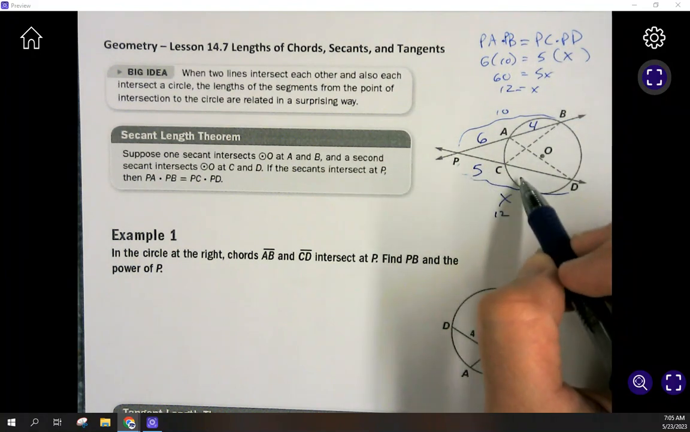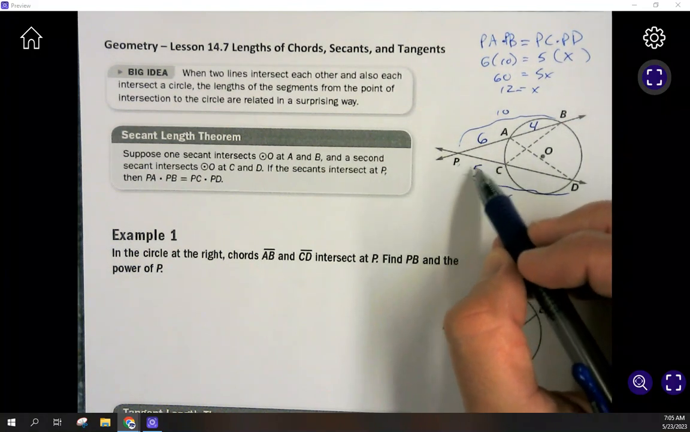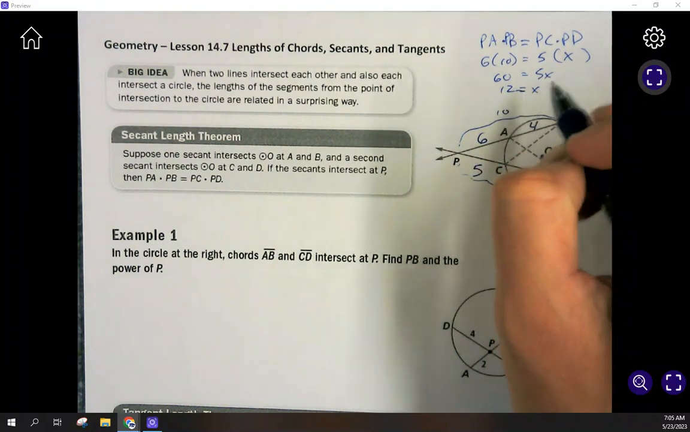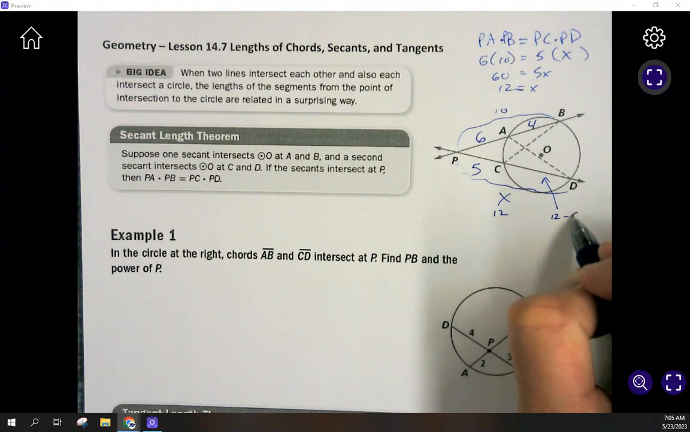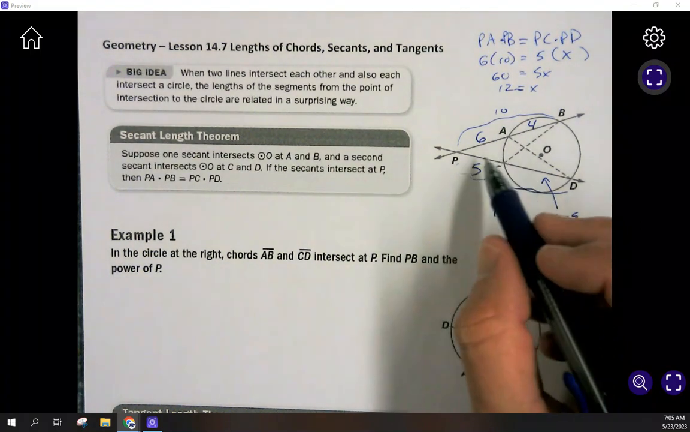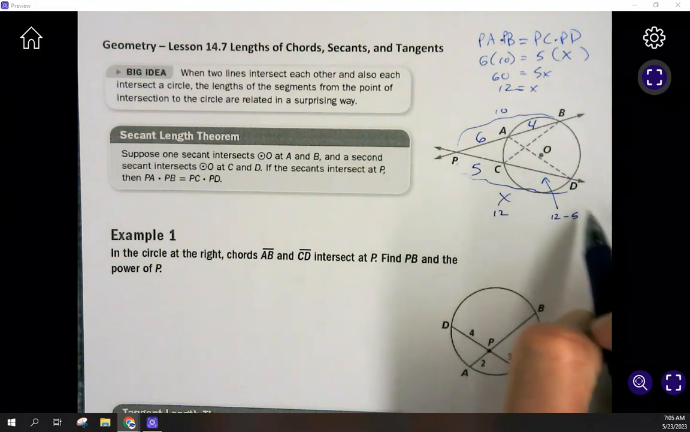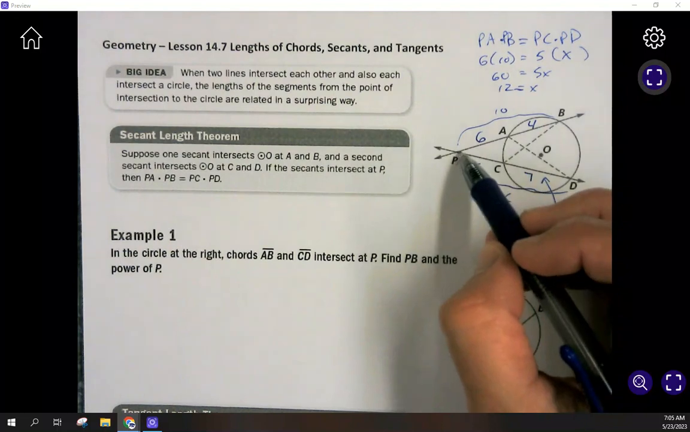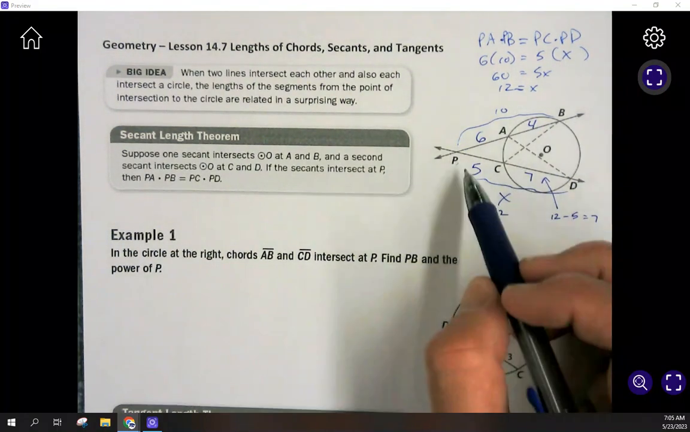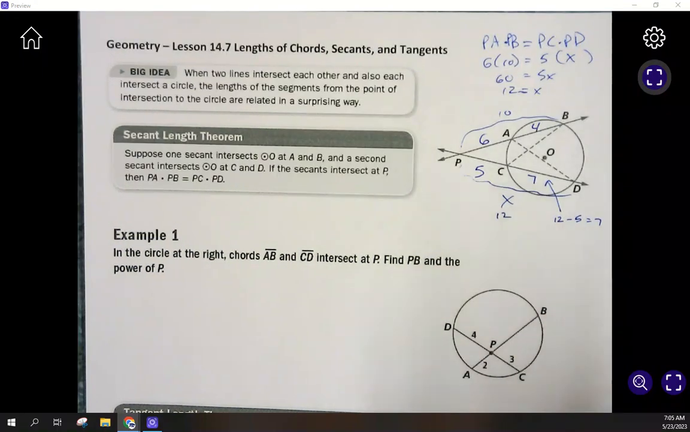And so if I wanted to find out what CD was, I would have to take the 5 from the 12. So to get this piece right here, I'm going to do 12 minus 5. Okay, the whole thing's 12. This piece is 5, so 12 minus 5 equals 7. So that piece right there is 7. So again, 6 times 10 is equal to 5 times 12.